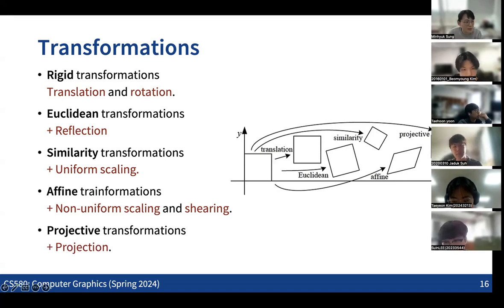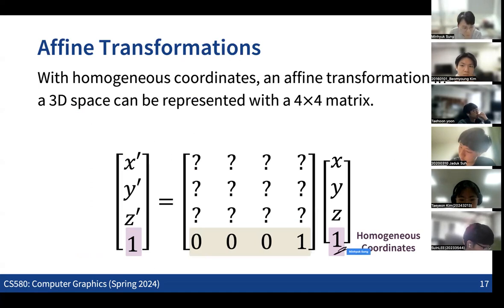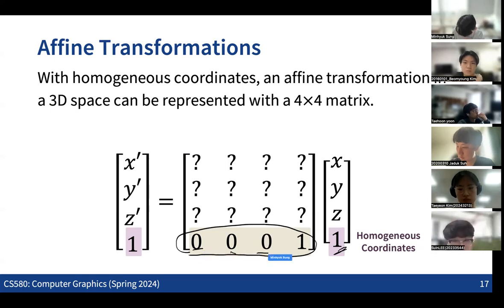But basically, the question here is how we can represent these affine transformations with numbers, in a mathematical way. The typical way that we represent these affine transformations is by using a 4x4 matrix and homogeneous coordinates. So we are extending the 3D coordinate system with XYZ by adding one number, a one, here. Then all the affine transformations can be represented with the 4x4 matrix while having the last row be 0, 0, 0, 1, right?